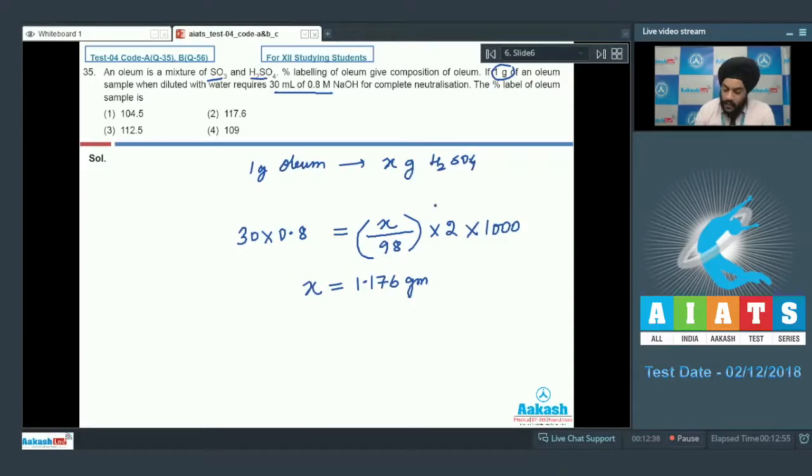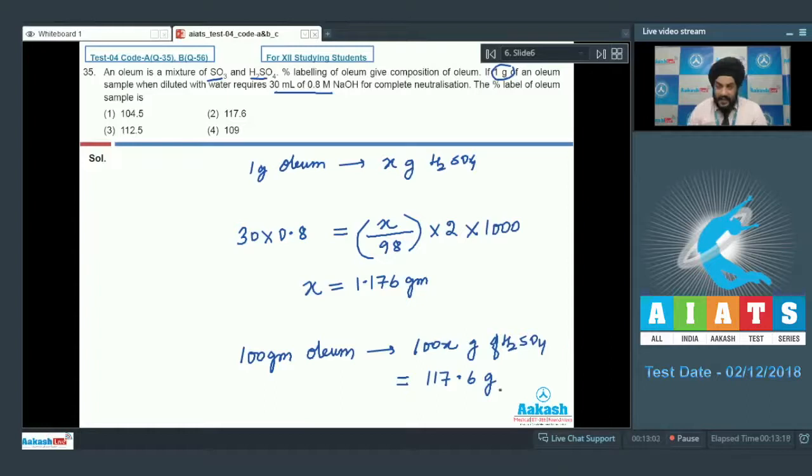Students, the amount of H2SO4 obtained by 1 gram of oleum sample is equal to 1.176 gram. So by extension, if we have 100 gram oleum, we'll have 100 x gram of H2SO4. So if we solve this number, we'll have 117.6 gram of H2SO4. It means that the percentage labeling of the oleum sample is 117.6%. So students, we have to mark option 2 as the correct answer to our question.